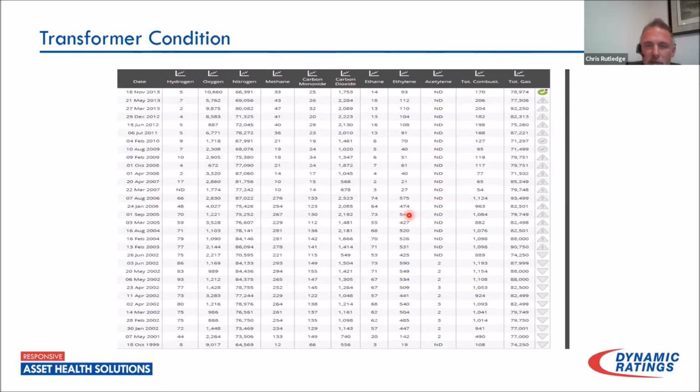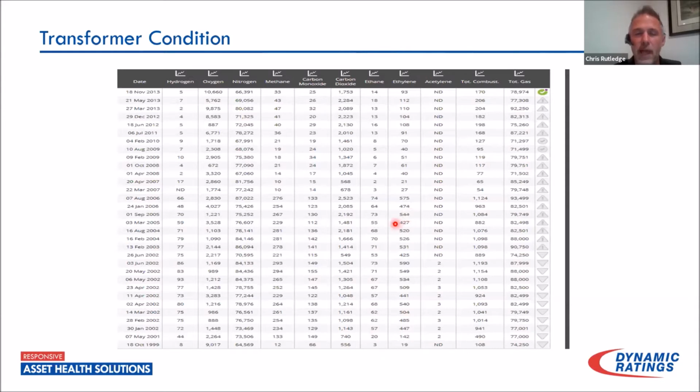We ran power factor tests. We ran SFRA tests, everything we could think of to kind of find this problem. And again, acetylene usually being the first thing everybody's eye wanders to, you start to think, well, okay, this is a transformer I'm about to lose.